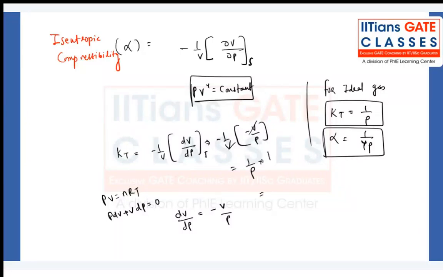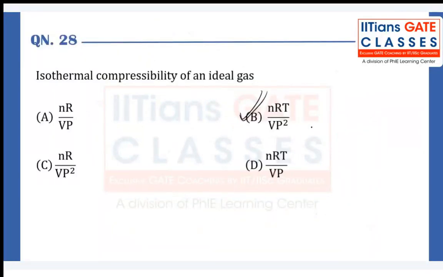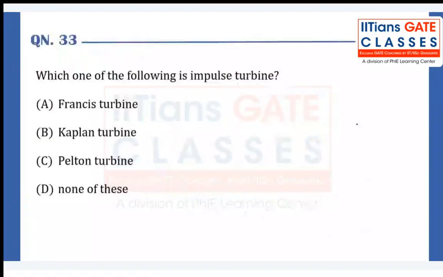But we know that if we multiply and divide by P, you will be getting P by P square, because you know nRT by V P square. So by this also you get the answer called B. All I want to say, you are getting the answer 1 upon P. Either this is correct or this is also correct, in both ways. This is the solution for this 28th problem.